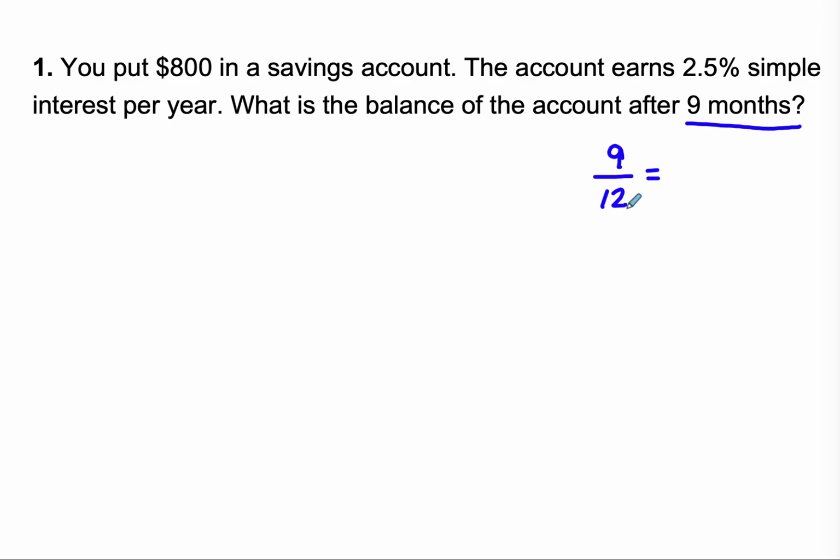If you're going to use a calculator to help you with that, you're going to do 9 divided by 12, or it could look like this, 9 divided by 12. So when we solve this one and we do 9 divided by 12, it gives us as our decimal 75 hundredths. That's going to be our amount of time in years. All right, go ahead and pause the video and try this one on your own.